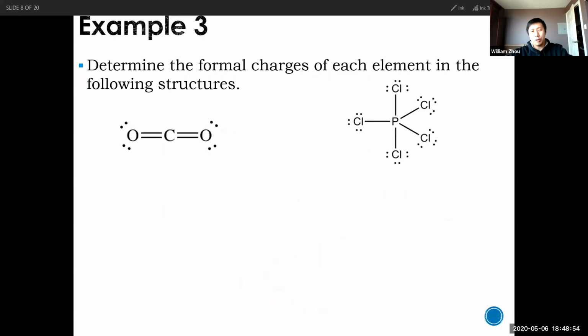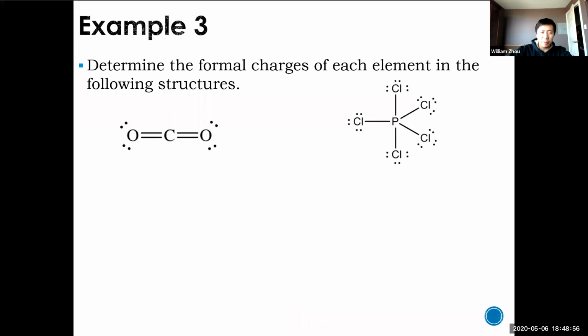So here are 2 examples. I gave you 2 Lewis structures, and it says determine the formal charges of each element in the following structures. I'll show you how to do these 2, and then for the next few, you can practice on your own. So on the left, you have carbon dioxide, and that would be the structure of carbon dioxide. Your job is to find the formal charges of the carbon and the two oxygens.